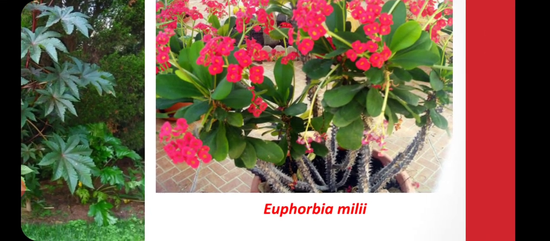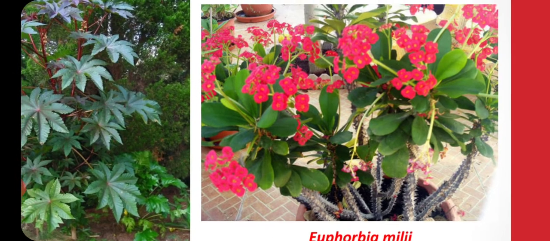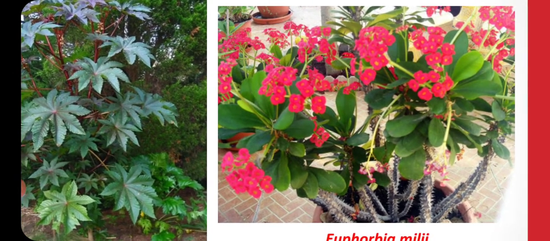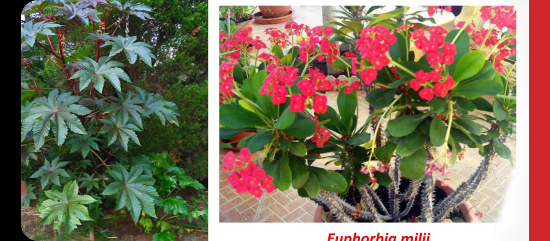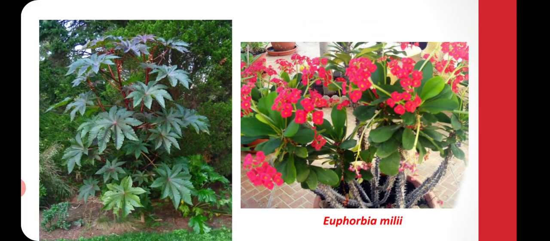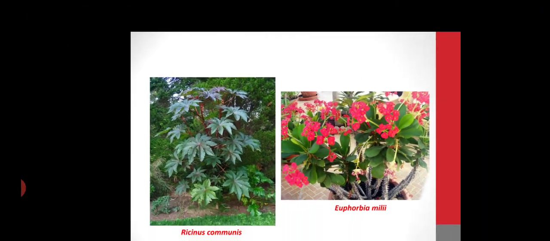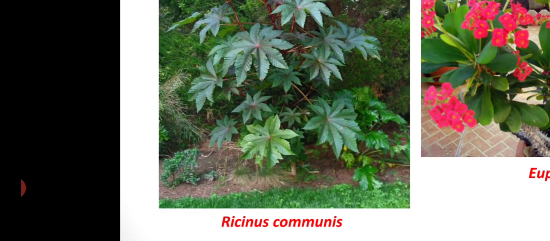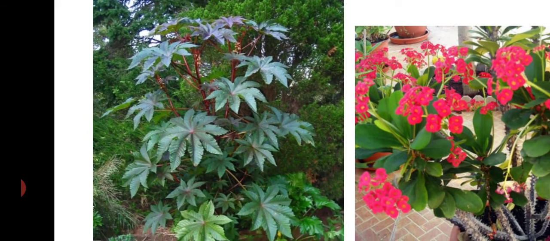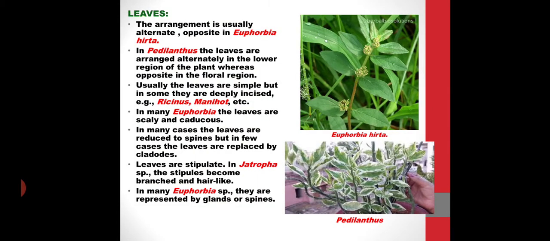And about its latex, some poisonous content is there. Some different opinions are also there. Anyway, the plant has very beautiful flowers, a wide variety of flowers, and it is Euphorbia milii, and this is castor, that is Ricinus communis. Okay, and these are the examples.